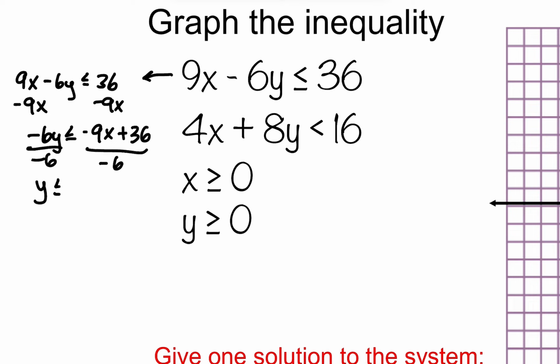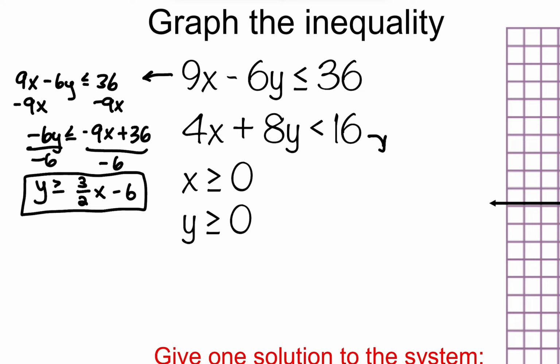I get y, oops, I messed up. I divided by a negative, I have to flip that sign, so I'm going to fix that here. Y is greater than or equal to 9 divided by 6 is 3/2, and since they're both negative, they cancel out, it's positive. And then 36 divided by negative 6 is negative 6. So this is going to be my first line, or inequality, I'm going to graph.